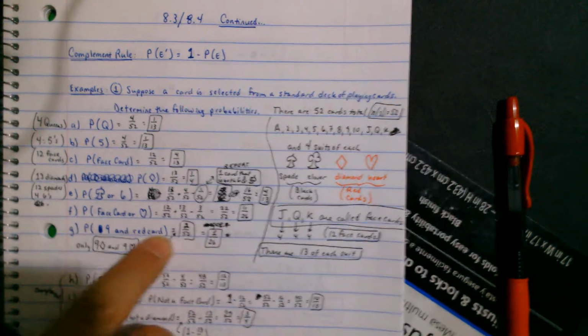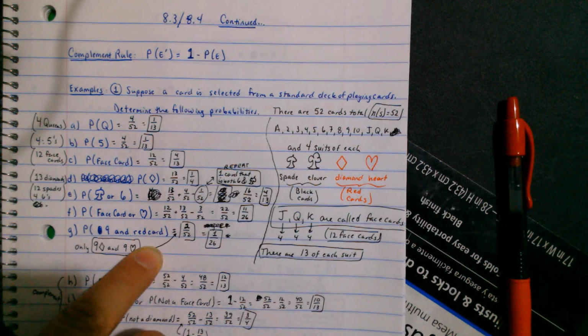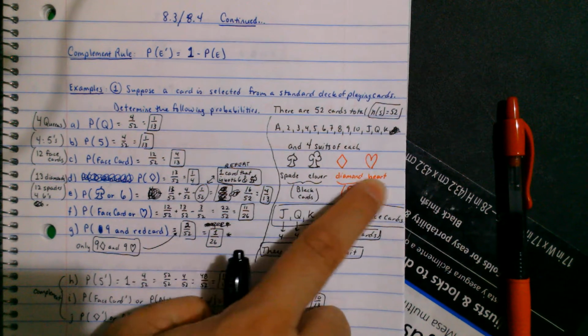Probability of getting a 9 and a red card. There are 2 types of red cards.